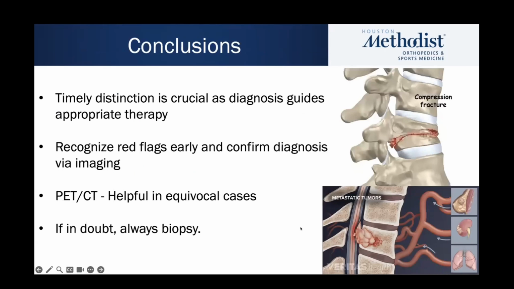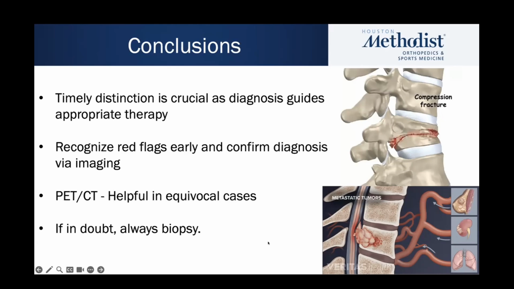So in conclusion, timely distinction is the crucial aspect of this. Obviously, if it is pathologic, we want to treat it, particularly because in these situations, these patients could be potentially undiagnosed. And so early intervention is critical, not just from a spine standpoint, but from an overall oncologic standpoint. Recognizing the red flags early and confirming the diagnosis with imaging is critical. As I mentioned, PET-CT can help in equivocal cases. And if in doubt, always biopsy.